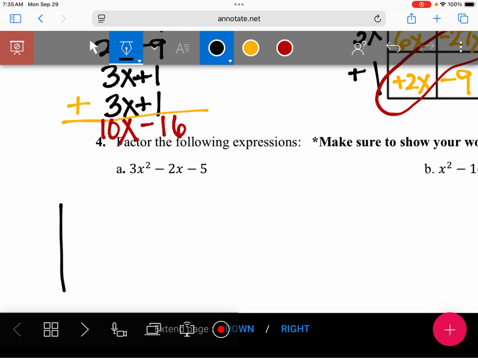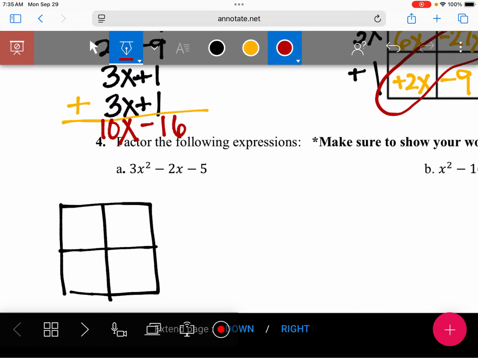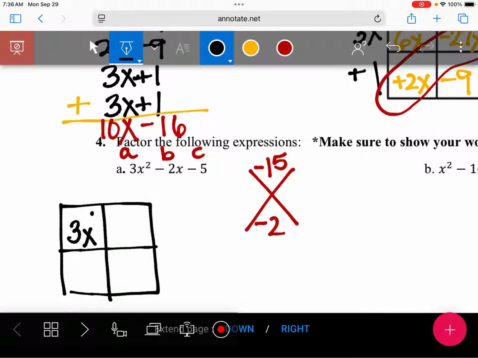We got to make our box. Factoring is the opposite of multiplication. We're trying to figure out what goes outside of the box to multiply what's inside the box. So we have A, B, C. You always start by taking A times C. So that would be 3 times negative 5. That's negative 15. Put that at the top. Negative 2 at the bottom. The 3x squared has to go here, and the minus 5 has to go here.